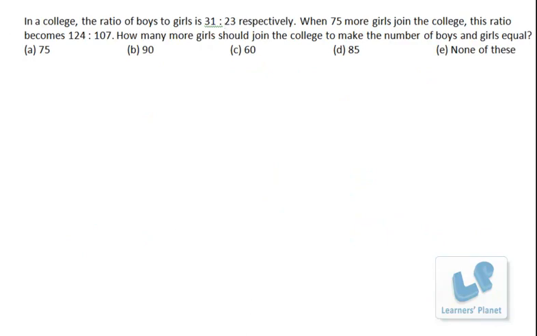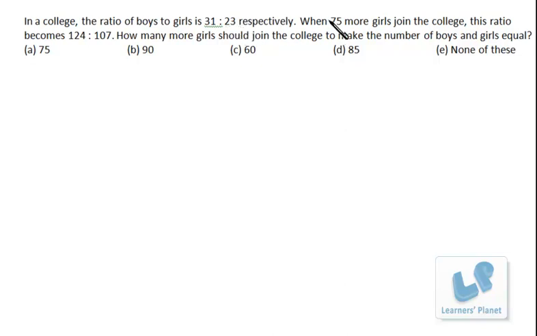Now let's try this problem. In a college, the ratio of boys to girls is 31 is to 23 respectively. When 75 more girls join the college, the ratio becomes 124 is to 107. How many girls should join the college to make the number of boys and girls equal? Friends, we don't have to think much, just make a simple equation and you'll be getting the answer in 30 seconds. So it's 31x and 23x.